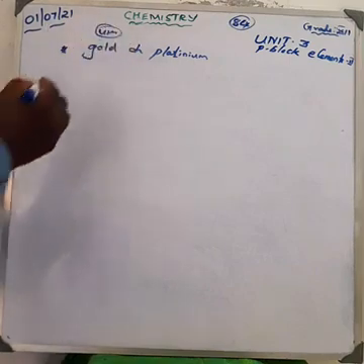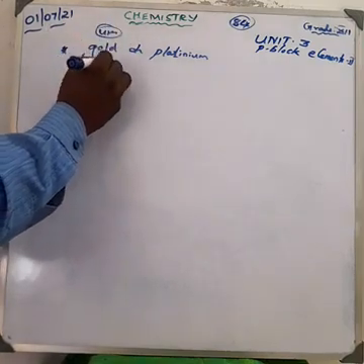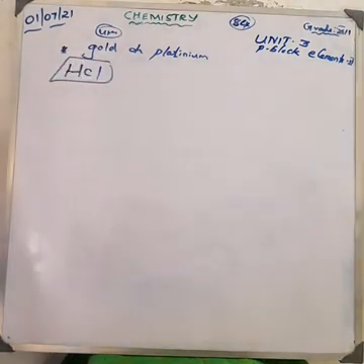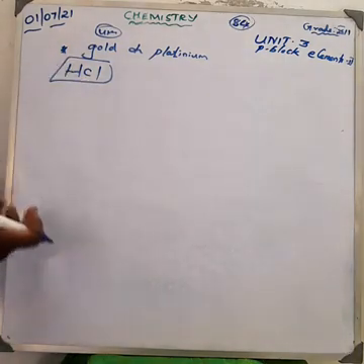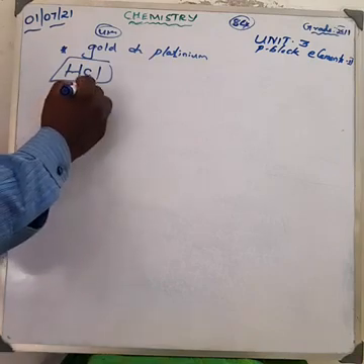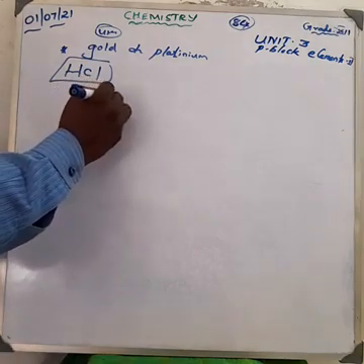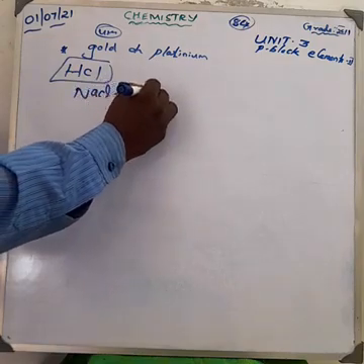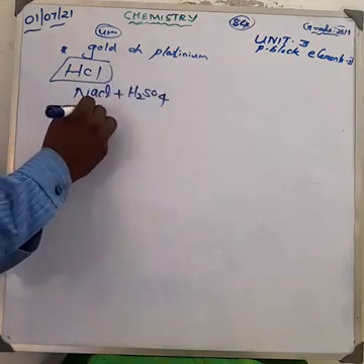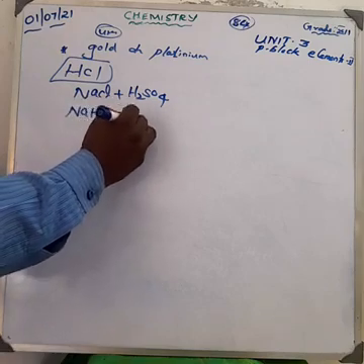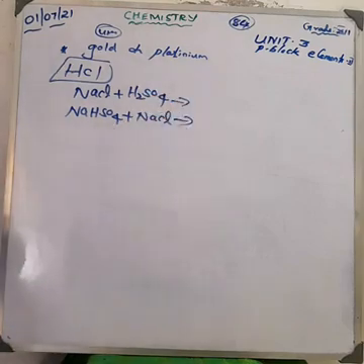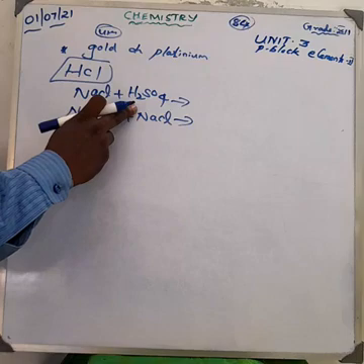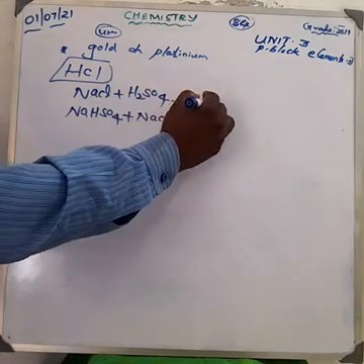Next about hydrochloric acid. Our next topic is hydrochloric acid. All of you know it. What is the formula of hydrochloric acid? HCl. How is it prepared? It is prepared by the reaction between sodium chloride and sulfuric acid. Second, sodium hydrogen sulfate with NaCl. So you have to write the first equation. NaCl plus H2SO4 gives NaHSO4 plus HCl.